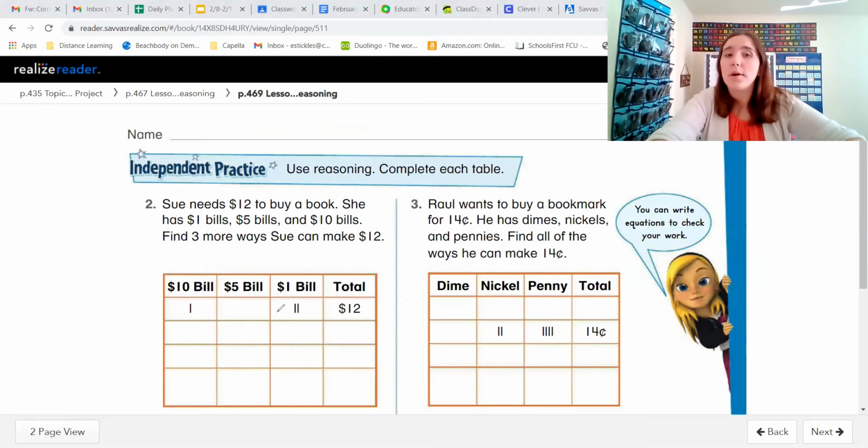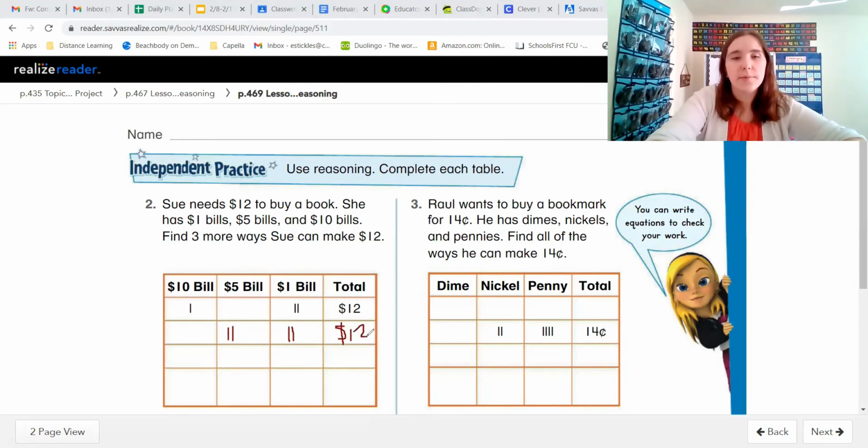So now I'm going to go on to a different way. I know that if I do $10 again, I wouldn't have any other ways to do this. So I can't use any more $10 bills. So instead, I'm going to start by doing 2 $5 bills because I know 5 plus 5 equals $10. And then I would just need 2 more $1 bills. And that would equal $12.